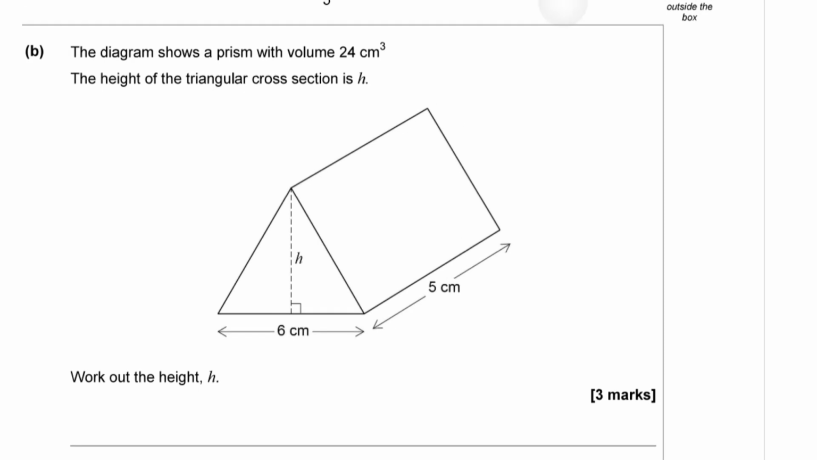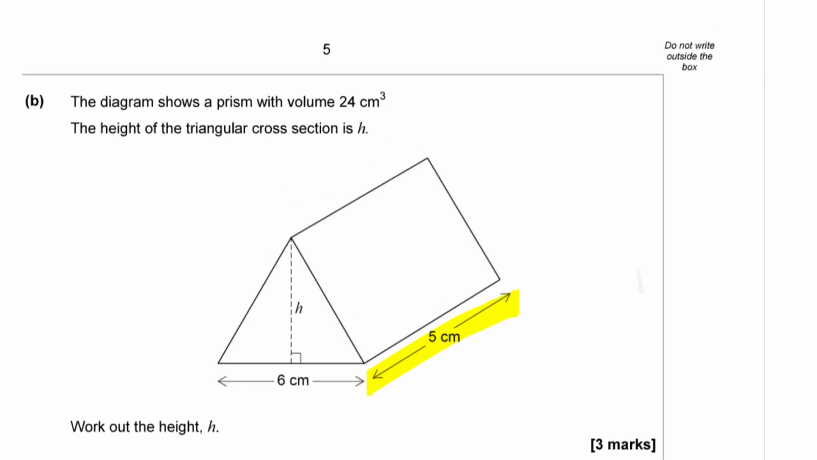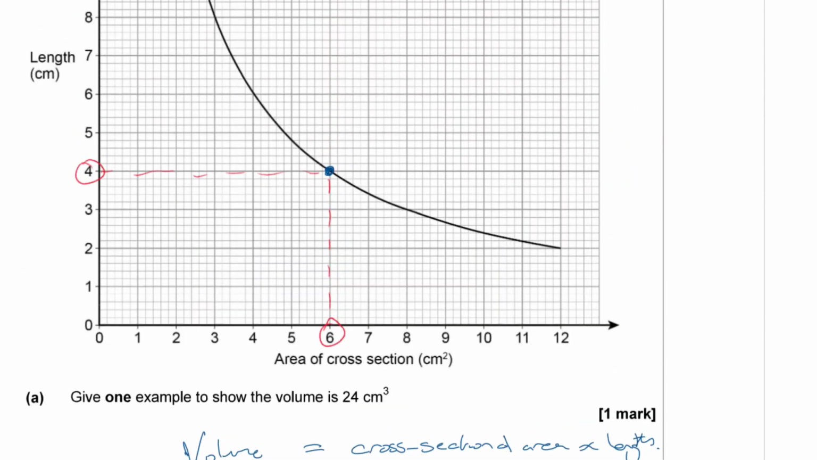Right, so part B says the diagram shows a prism with volume 24 cubic centimeters. The height of the triangular cross section is h. Work out h. So I know that the length of this prism is 5. So using my graph, I can then work out what the cross-sectional area should be. So coming back up to the graph.